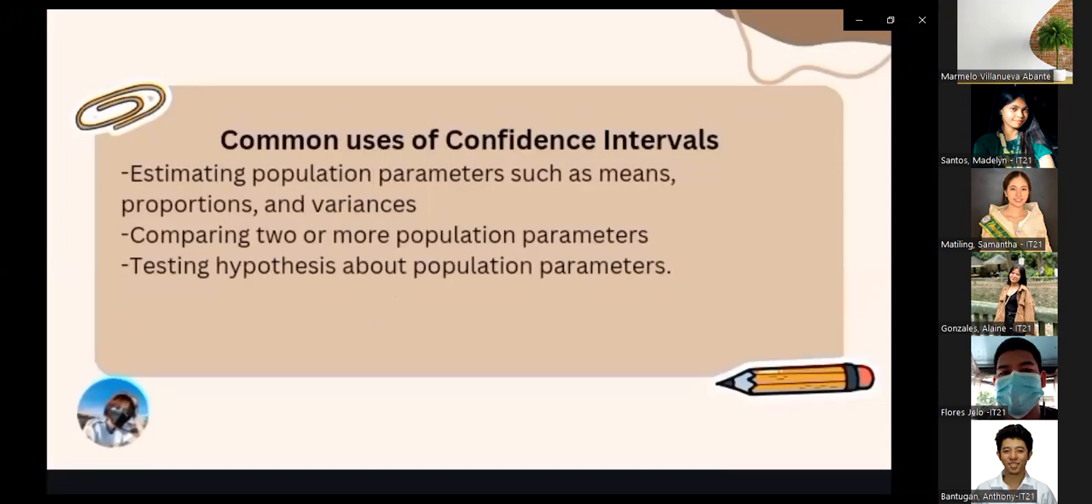Confidence intervals are commonly used for the following purposes: estimating population parameters such as means, proportions, and variances, comparing two or more population parameters, and lastly, testing hypotheses about population parameters.